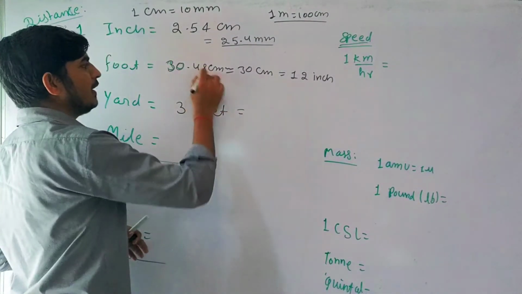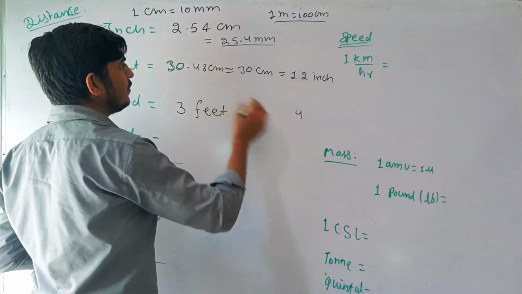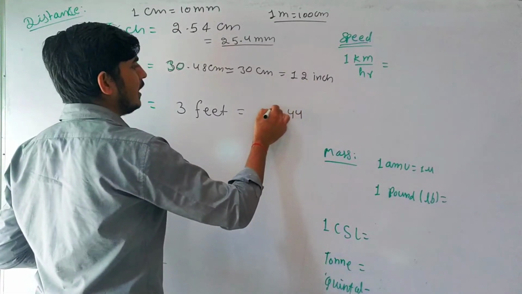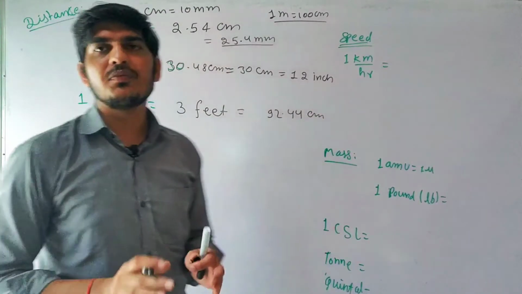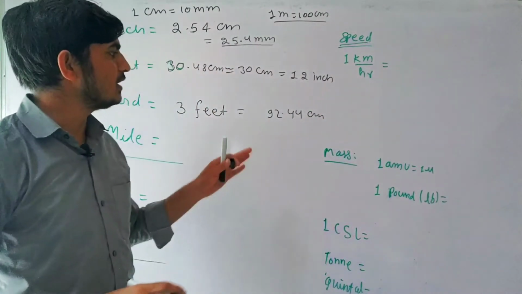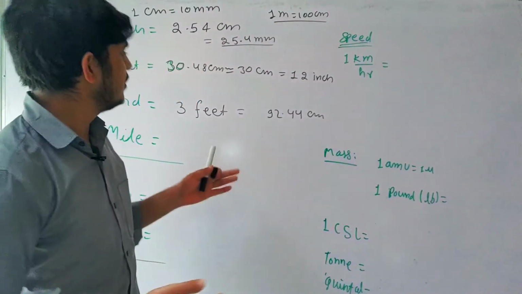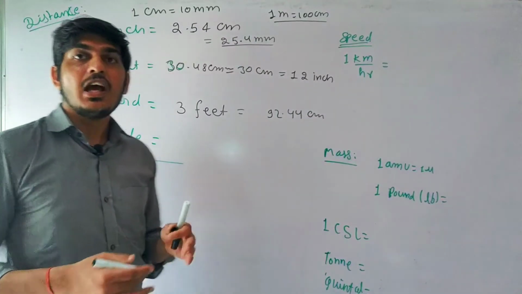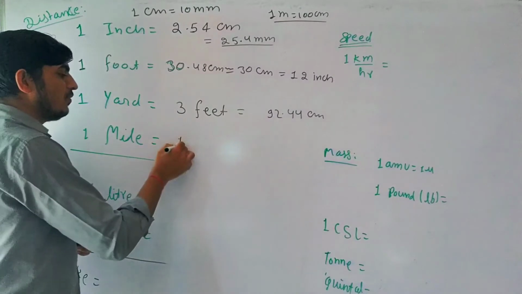So when you multiply it, what will you find? 3 × 24, 12, 4... 92 centimeter, almost 92.44 centimeter in actual value, or if approximately, you can say 90 centimeter. Got the point? Almost 3 feet is 1 yard, गज बोलते हैं. 1 mile is 1.6 kilometer.